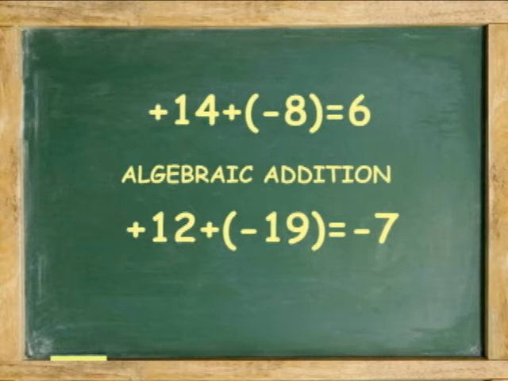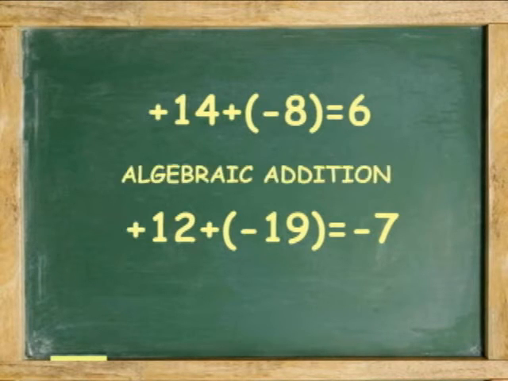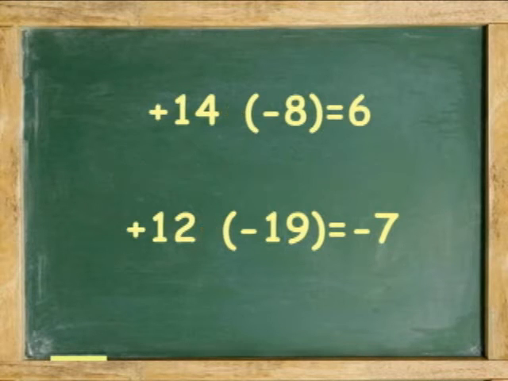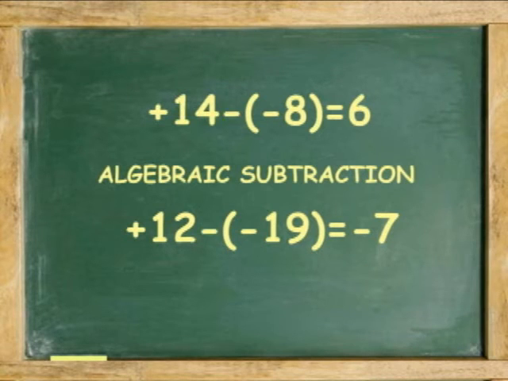What we just did is called algebraic addition. Notice that we are always adding, except that when you add a positive and a negative number, you're actually subtracting. Nevertheless, it is called algebraic addition. Now, if we have algebraic addition, we should also have algebraic subtraction.